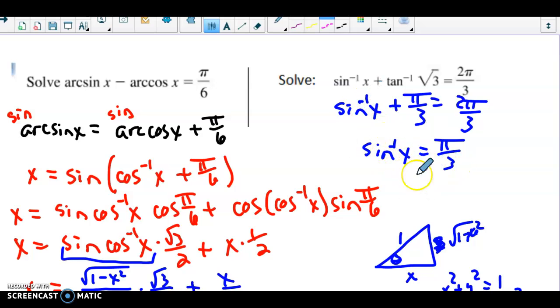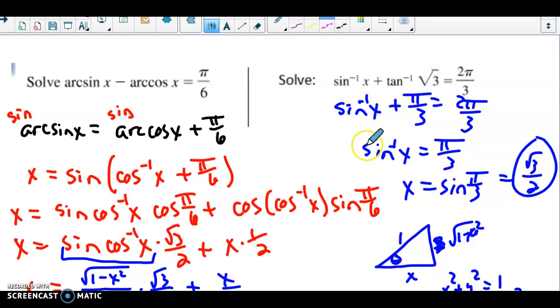Sine inverse, so I take the sine of both sides. x is the sine of pi over 3, which we know is square root of 3 over 2. That one wasn't nearly as bad, was it? We like that. If they're giving us the angle, we'll take it.